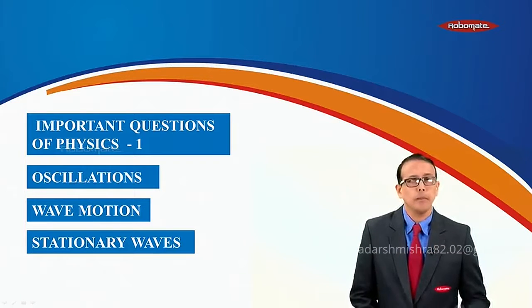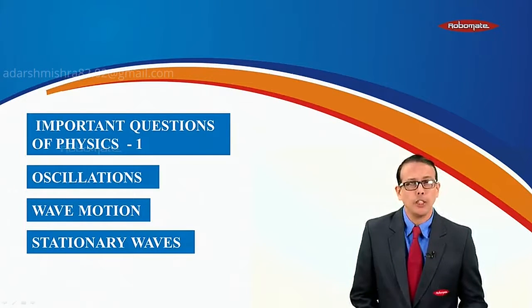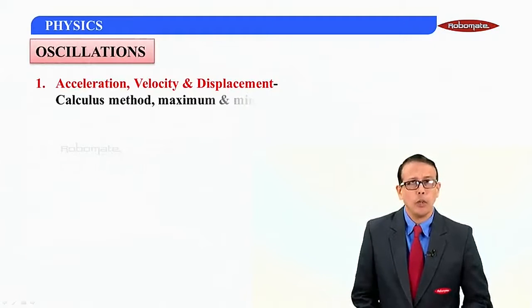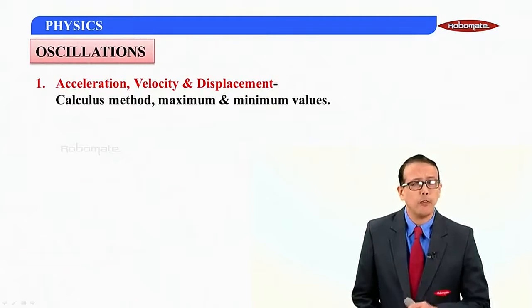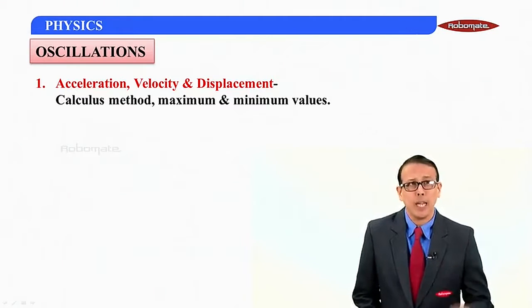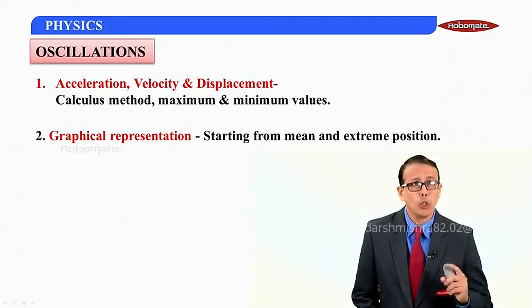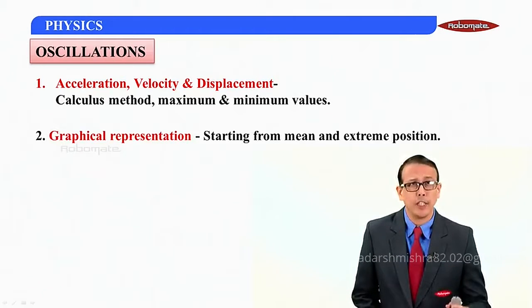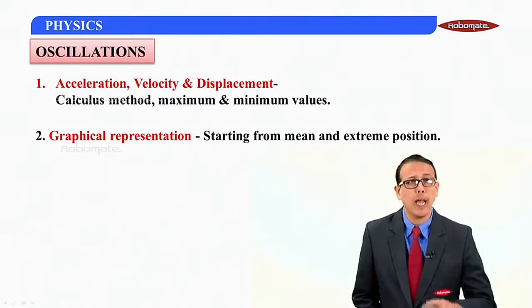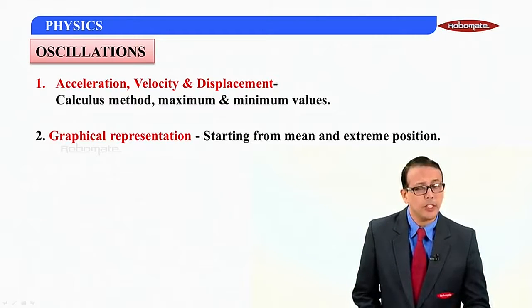Let's move ahead, student. Let's move to the next chapter, oscillations, wave motion and stationary waves. If I talk about oscillation, one of the important questions here is the expression for acceleration, velocity and displacement, calculus method, the respective maximum and minimum values, V max, V min, A max, A min. Also, graphical representation of SHM, wherein we plot the graph of X, V and A. We have two conditions here, starting from mean position and starting from extreme position.